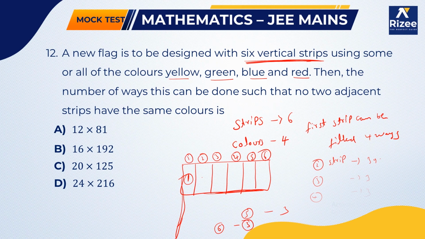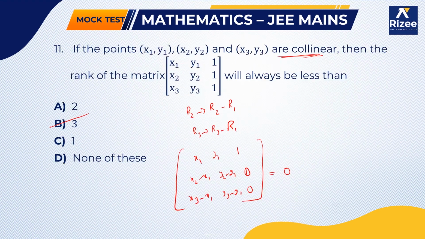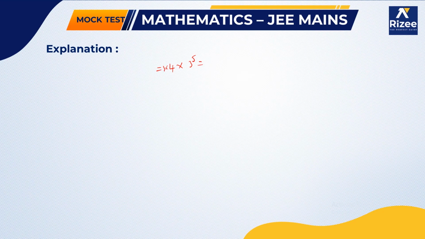Total: 1, 2, 3, 4, 5. So the total number of ways here is 4 into 3 power 5. How many ways are here? 4 into 3 power 5, which can be written as 4 into 3 power 4? 4 3s are 12 into 81. Answer is 12 into 81.